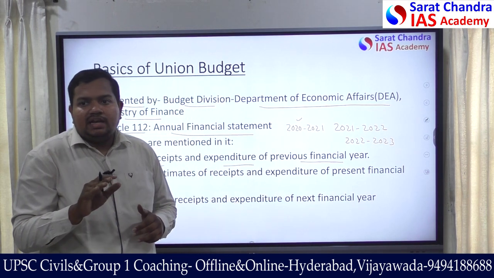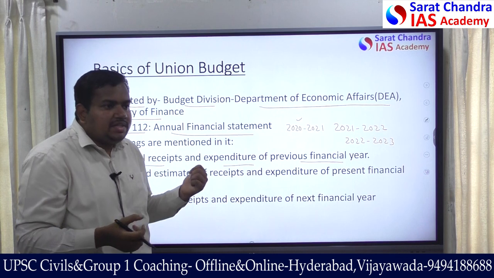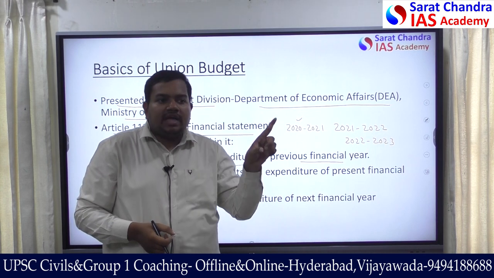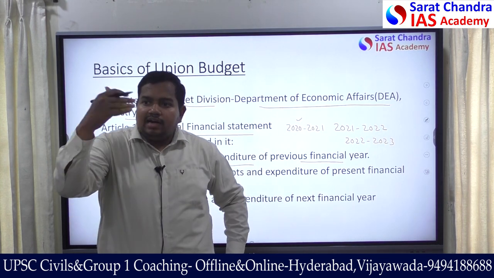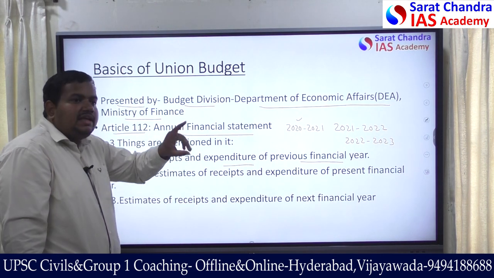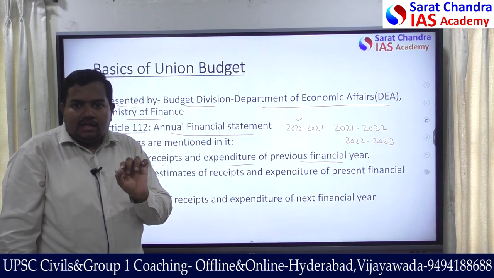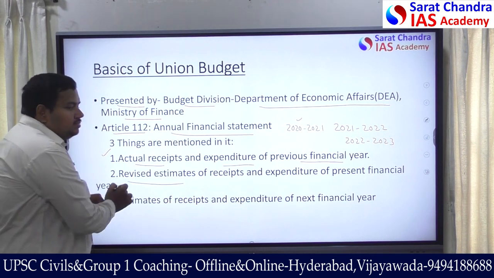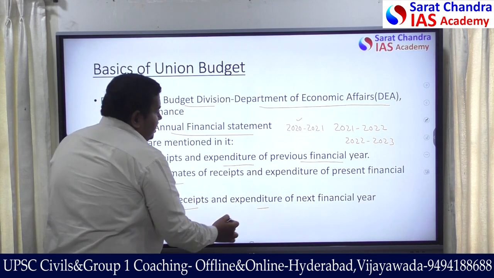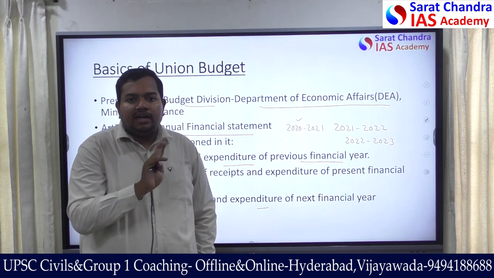Because the current financial year is not yet completed, exact figures are not available. So what will be there? In last year's budget, they might have given budget estimates. Now we have revised them according to whatever we have done. And at the end of the financial year, actual figures will be there. That's why we already have the actual figures of the last financial year. For the current financial year, because it is not yet completed, we will have the revised estimates. And for the next financial year, we will have estimates of the receipts and expenditure, that is, budget estimates of the next financial year. So these are the 3 things contained in the budget.